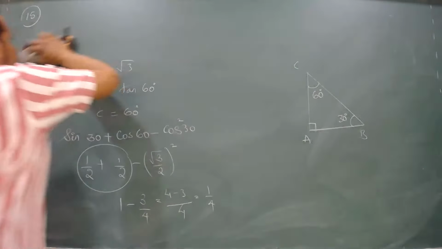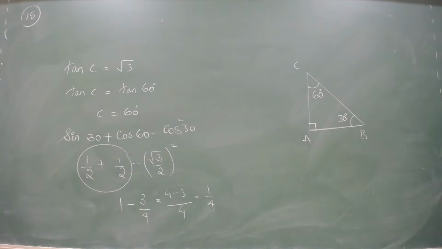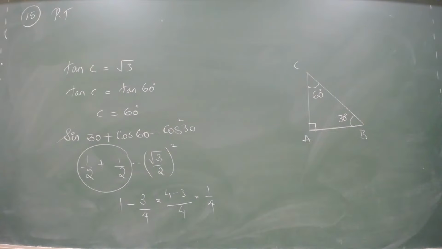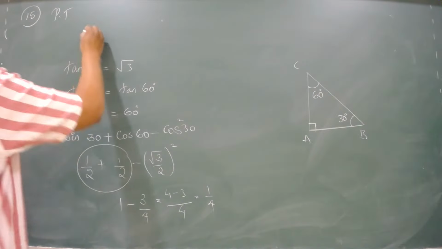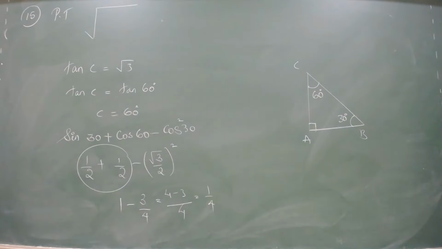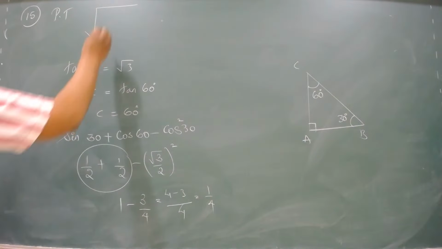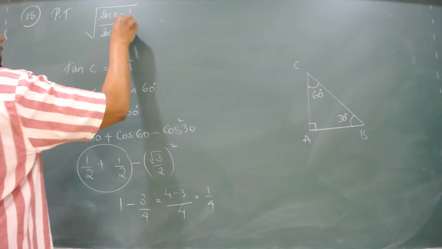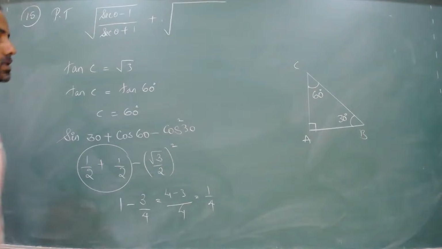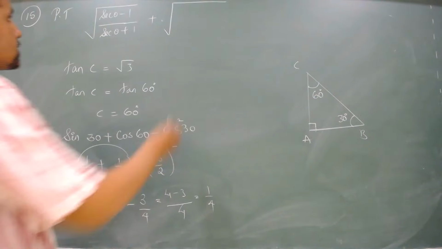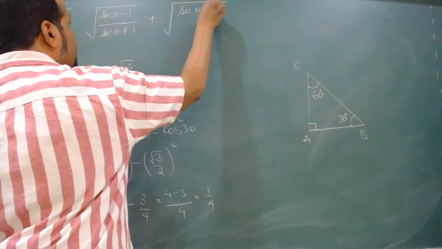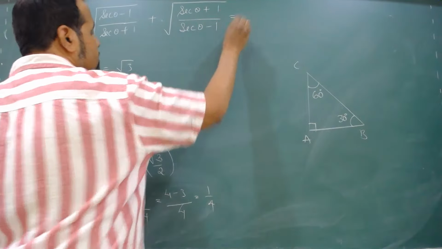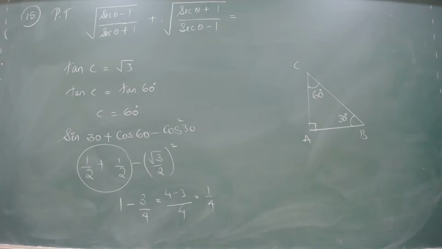Let me move on quickly to the next one. Again, as I said, I did this question. We have to prove that root of sec theta minus 1 by sec theta plus 1, plus, a question we have in the textbook with a slight variation, divided by sec theta minus 1 is equal to 2 cosec theta.